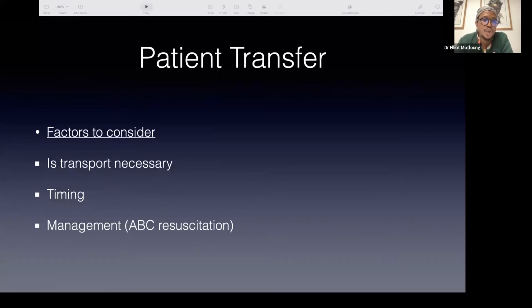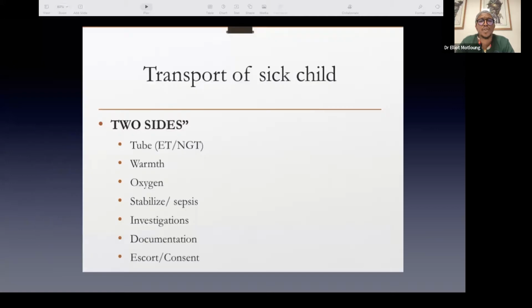As I said, we can use two sides to decide: does the patient have an ET tube, NG tube? Is the patient warm? Are you giving your patient oxygen? Is the patient stabilized? You have dealt with sepsis. You have dealt with investigation. You have documented. And who's going to escort the patient? And please sort out the consent form as much as you can.